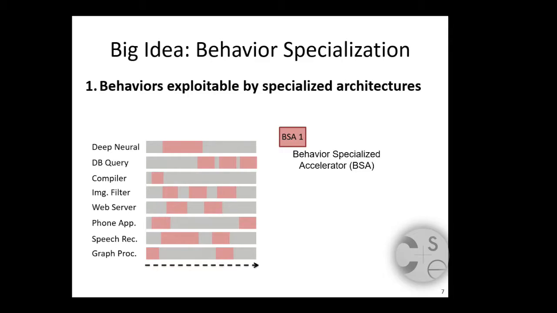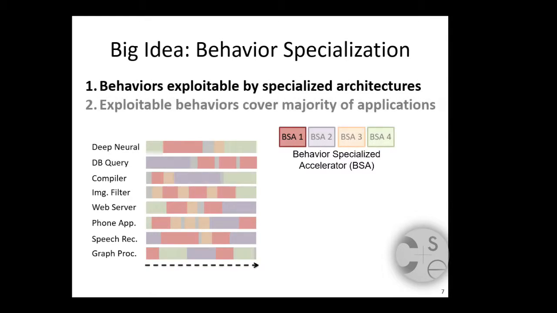Now, there's two key hypotheses here. The first is that behaviors are exploitable by specialized architectures that can improve the performance or lower the power over a general-purpose architecture by many factors. And two, that we can find a small number of exploitable behaviors that can cover the majority of the applications that we care about. Now, if both of these are true, what will we have? Well, we'll basically have a general-purpose system that isn't tied into any particular domain.